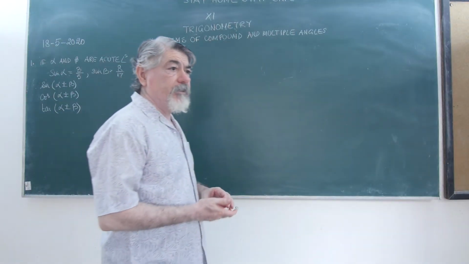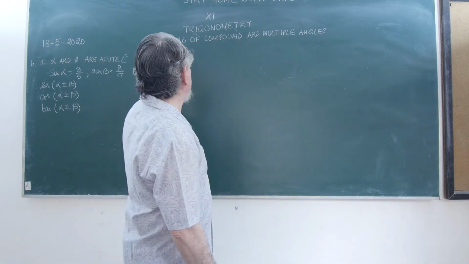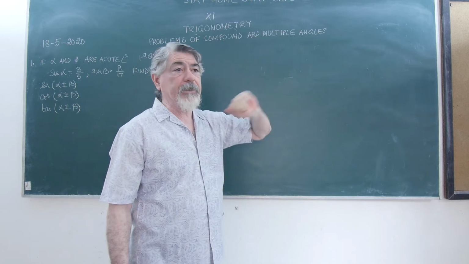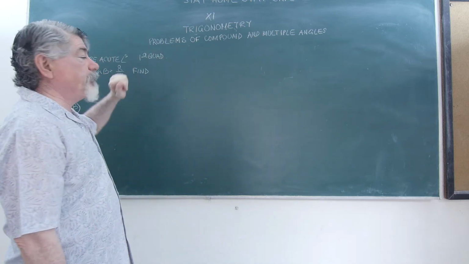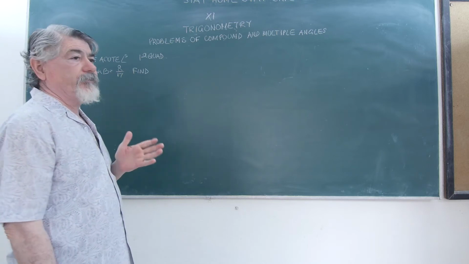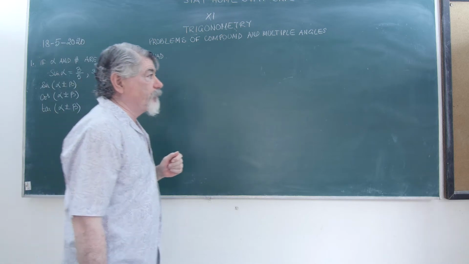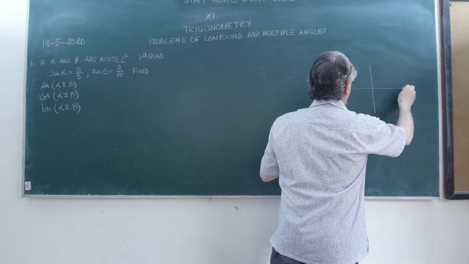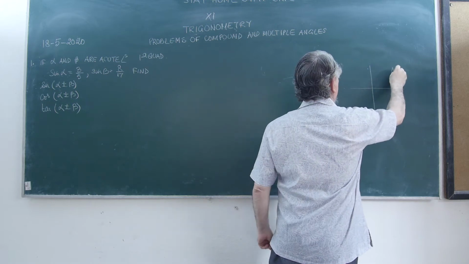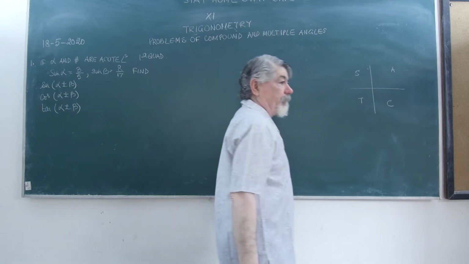Good morning, class 11th. Today we are going to do problems based on compound and multiple angles. The first problem is: if alpha and beta are acute angles, it's already mentioned they are going to be in the first quadrant. Please understand, we had said "add sugar to coffee", and keep that in mind every time.